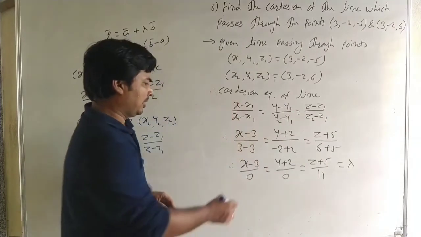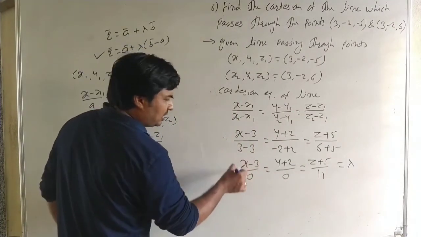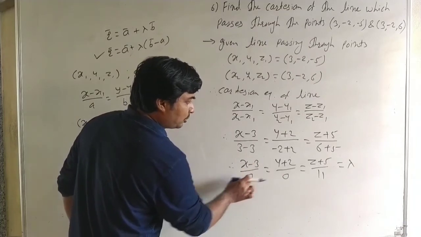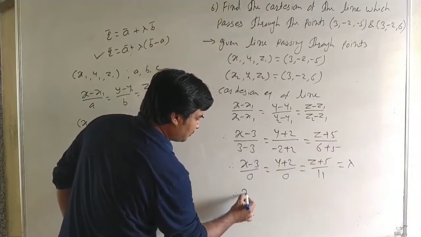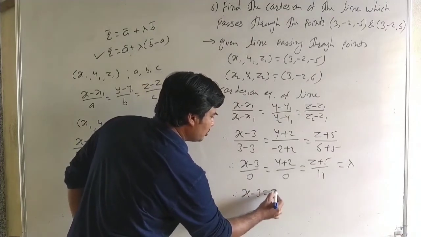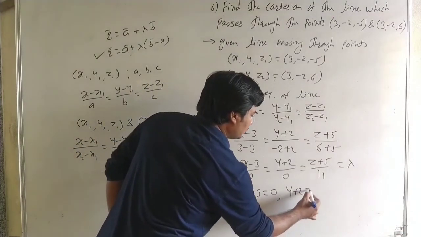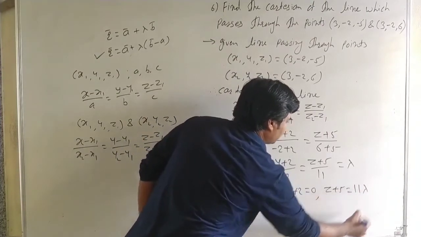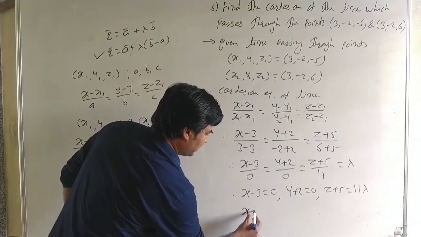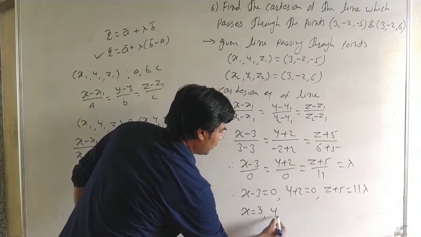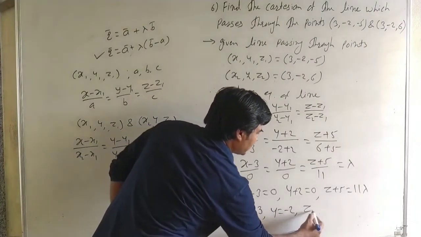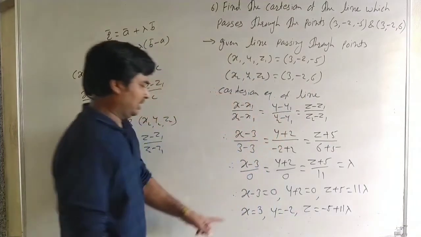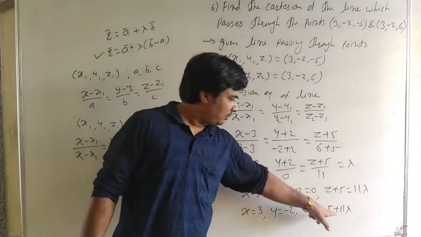But we can write this equation in the form, see carefully, x minus 3 upon 0 equal to lambda. So we can write x minus 3 is equal to 0, y plus 2 equal to 0, and here z plus 5 is equal to 11 lambda. Then x equal to 3, y is equal to minus 2, and z is equal to minus 5 plus 11 lambda. It is an equation of line in a parametric form.